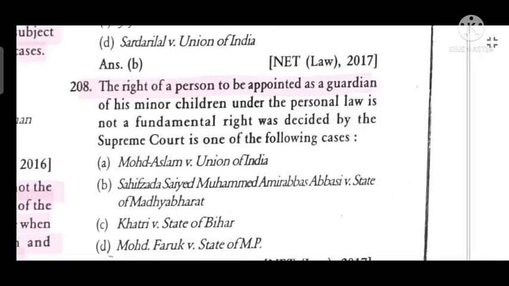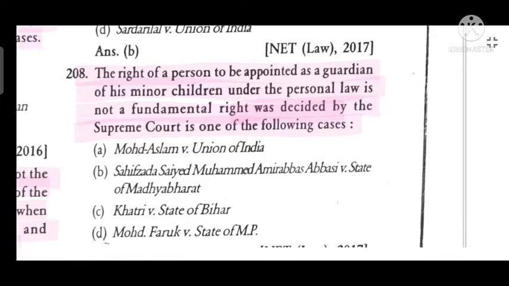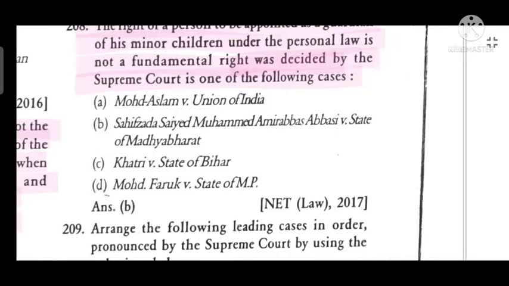The right of a person to be appointed as a guardian of minor children under personal law is not a fundamental right. This was decided by the Supreme Court in which one of the following cases? Saifizada Saria Muhammad Ambri Abibas versus State of Madhya Bharat.